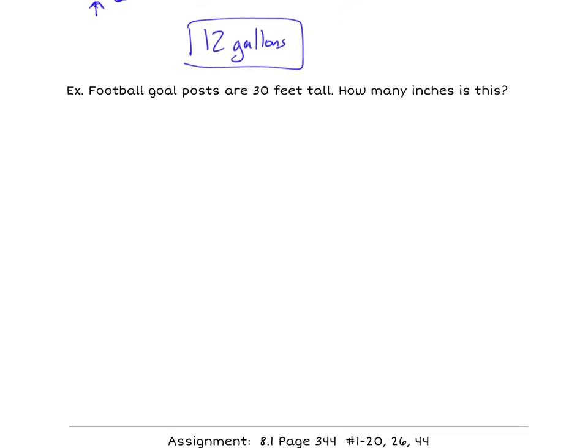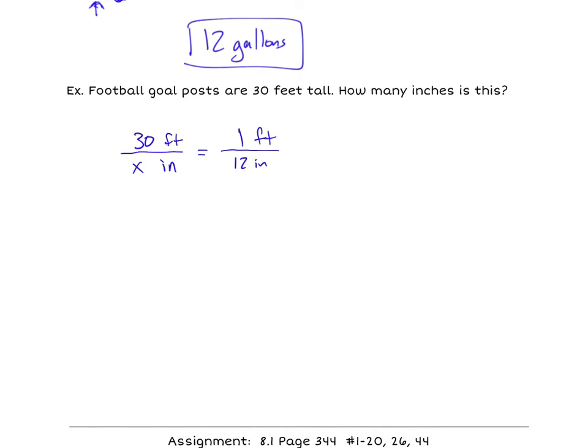So we'll do another one here. Football goalposts are 30 feet tall. How many inches? So we have 30 feet. Abbreviation for feet is FT. And we are trying to find out X inches. Inches is IN. Hopefully you know that there are 12 inches in 1 foot, but if you're not sure, it is in the table on the front, and feel free to use that at any point while you're doing your homework. So I would say that there are 12 inches in 1 foot.